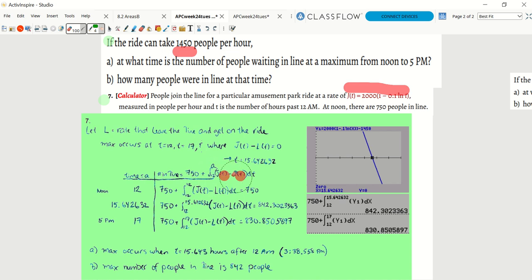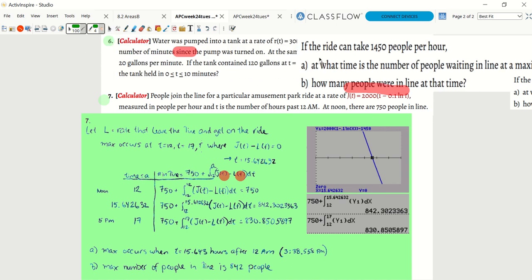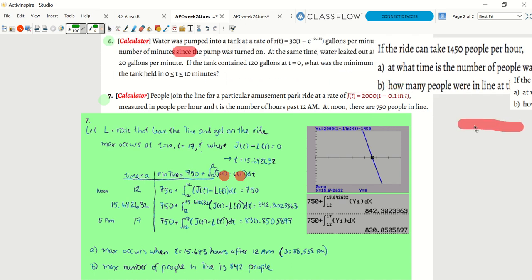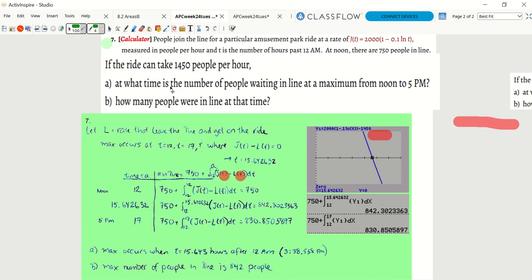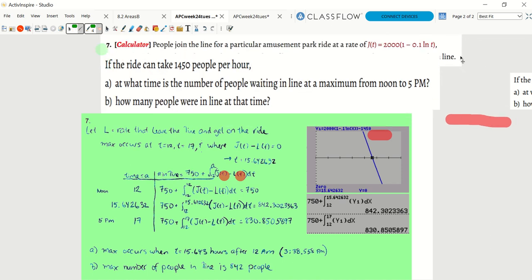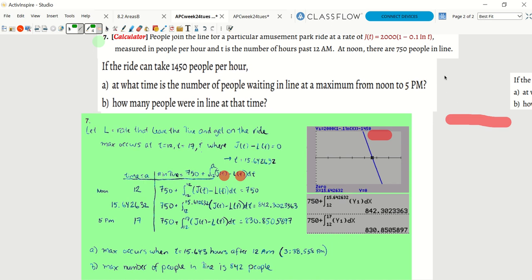So if you integrate this, you will get the amount of people that join the ride, and you have to add the 750 because of this 750 right over here. Let me do this just so it's not confusing people. Let me take this and move that up. Let's make this a tad bit bigger and move that up here. So we got the 750, which is the initial amount.